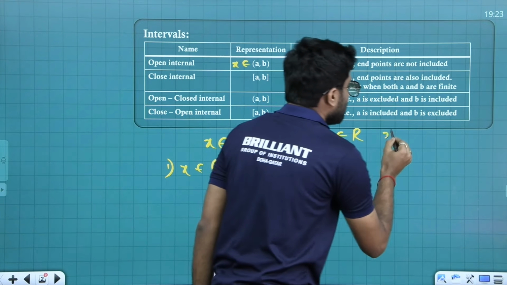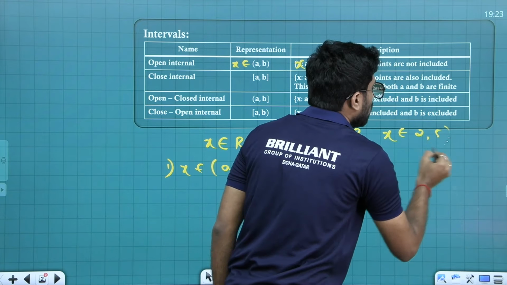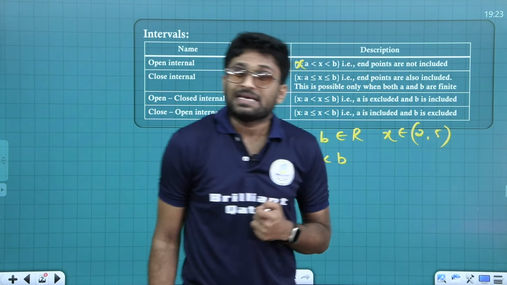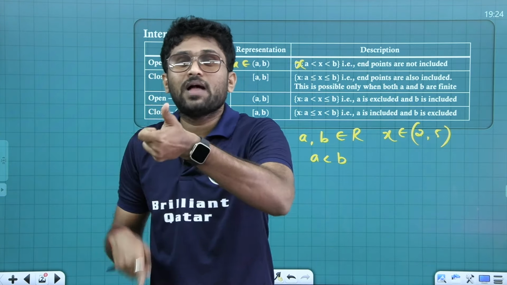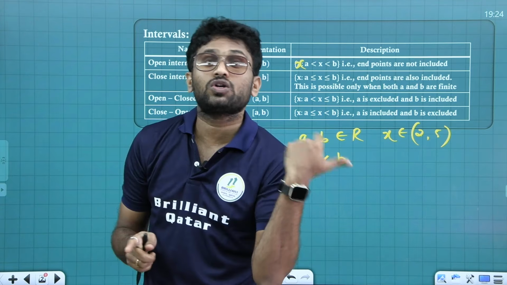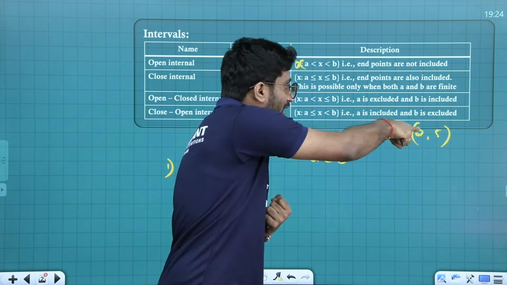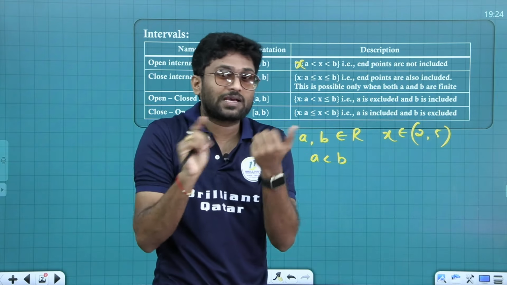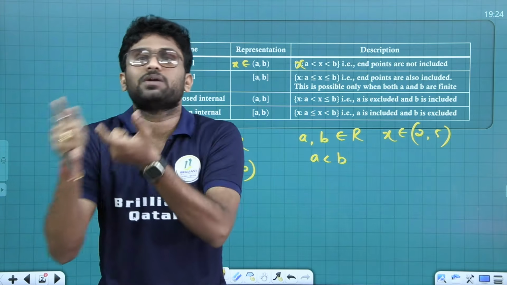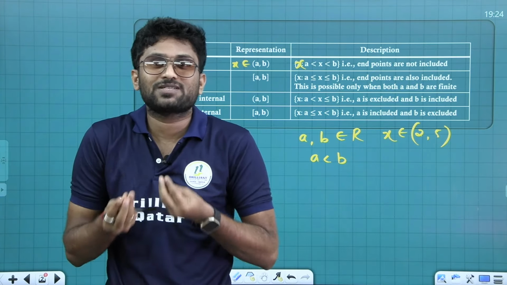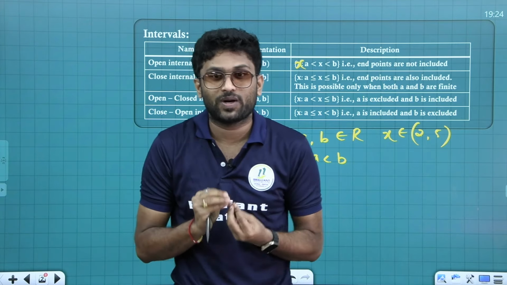Suppose if I take x belongs to open 2 to 5, then x takes all the real numbers which are greater than 2 and less than 5, but not 2 and not 5. X won't take 2, x won't take 5. These extremes won't be included for x. But x takes all the real numbers which lie in between 2 and 5. How many real numbers do lie in between 2 and 5? Infinite real numbers will be lying in between 2 and 5.